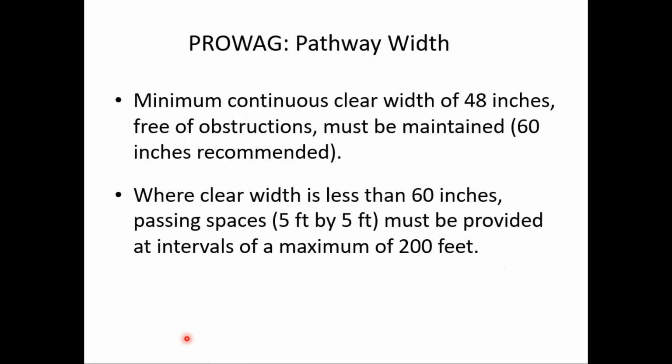That brings us to pathway width. We've talked about that when we talked about the PAR earlier today. Minimum continuous clear width under PROWAG is 48 inches, free of obstructions. 60 is recommended, that way you don't have to worry about passing spaces. And of course, as I said earlier, where the clear width is less than 60, we do need to provide 5 foot by 5 foot passing spaces every 200 feet.